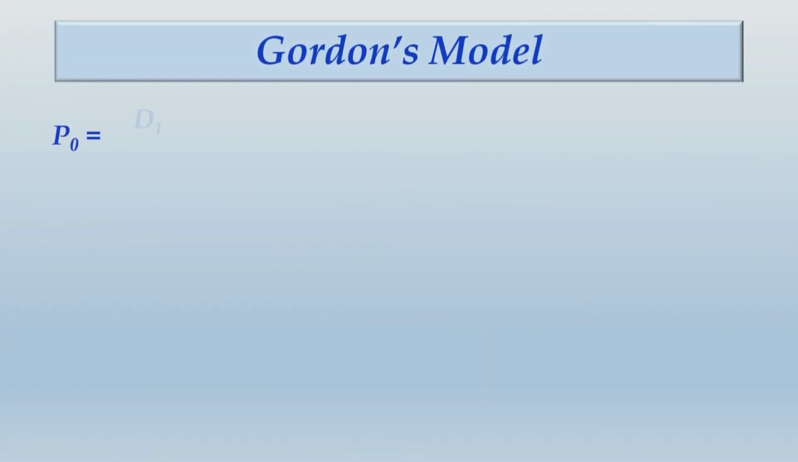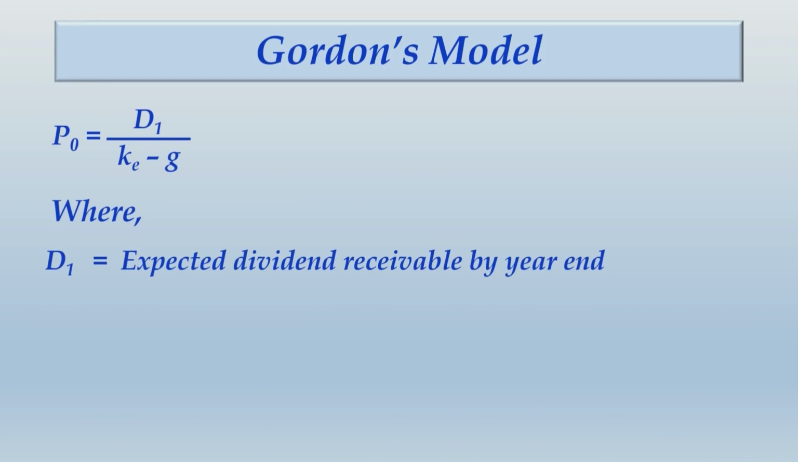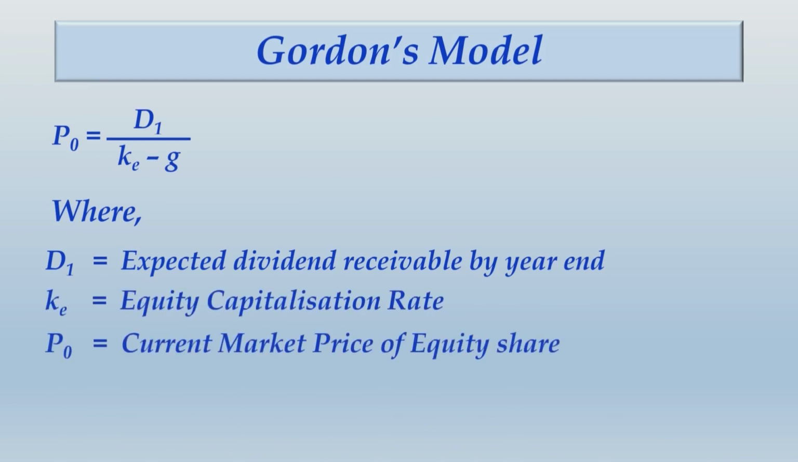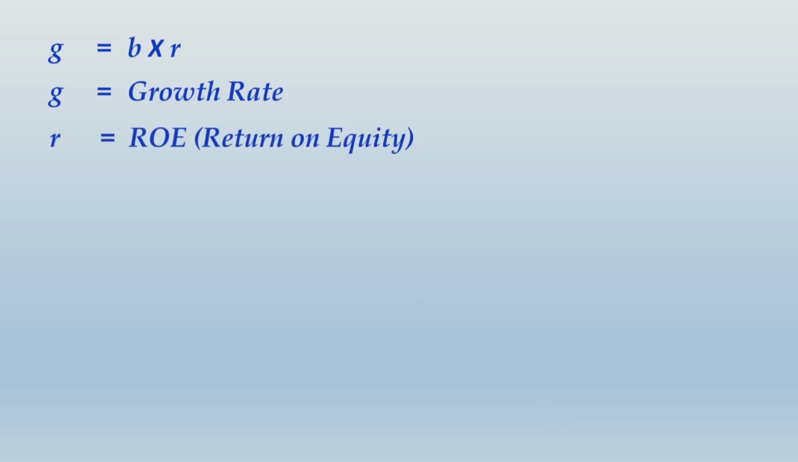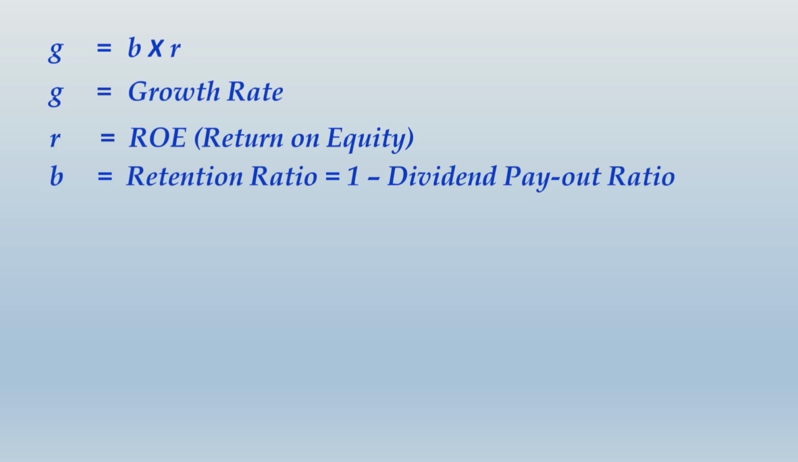Moving ahead, we explore some details about Gordon's model, what exactly this is trying to convey. So first of all, we write up the meaning of all these variables. You know D1, K, P0, all these things. G stands for growth rate. So what we are trying to do further is, we would say growth rate G is B into R. Now this is something different from what we have typically learnt in Gordon's model. Let me just remind you what B and R stand for. G obviously stands for growth rate, R is the return on equity, and B is the retention ratio. Retention ratio is nothing but 1 minus dividend payout ratio.